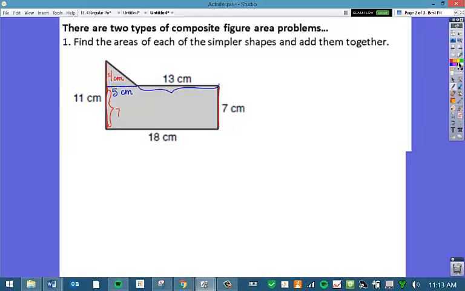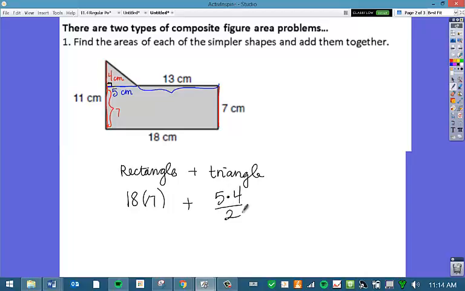So our two smaller shapes, we have a rectangle and a triangle. We're going to find the area of the rectangle and add it to the area of the triangle. So we've taken that larger shape and broken it into two smaller, simpler shapes. The area of a rectangle is length times width, 18 times 7. The area of a triangle is base times height divided by 2. Remember, your base and your height always have to be perpendicular, making a right angle. My base is 5, my height is 4, and then divide that by 2.